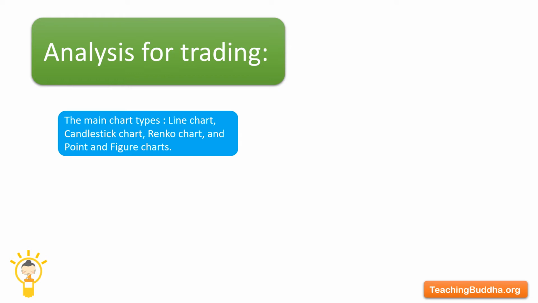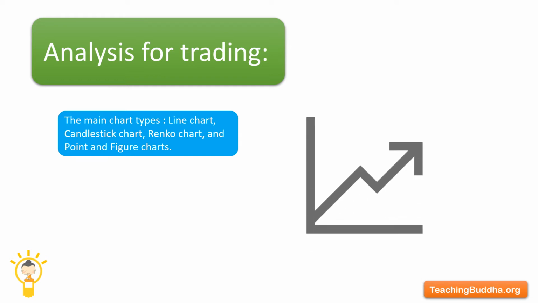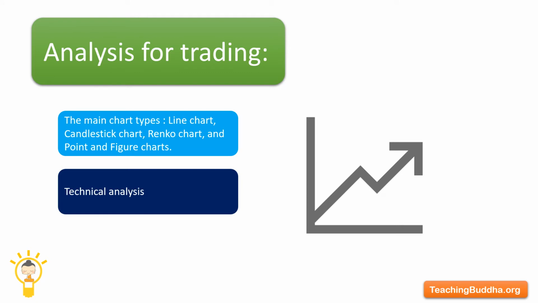Keep that aside. There are different charts like line chart, candlestick chart, Renko chart, point and figure charts, etc. But compared to all these charts, the candlestick chart is the most important chart, which gives you a clear-cut vision about what is going to happen. Also, you need some technical analysis. You may or may not know about technical analysis, but knowing some technical analysis would also help.